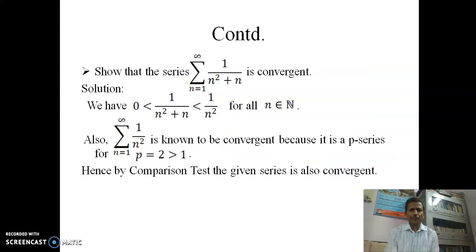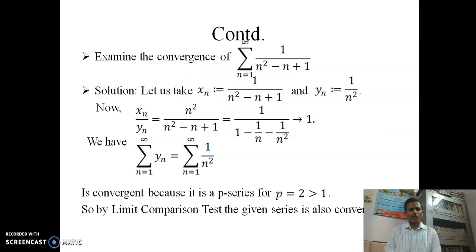Another example: show that the series summation n from 1 to infinity of 1/(n^2 + n) is convergent. We have 0 < 1/(n^2 + n) < 1/n^2 for all n belonging to N. Also summation 1/n^2 is known to be convergent because it is a P series for p = 2 greater than 1, hence by comparison test the given series is also convergent.